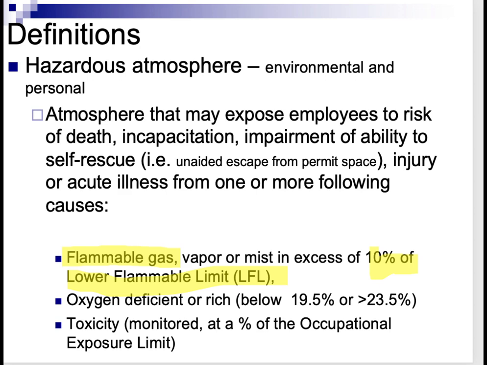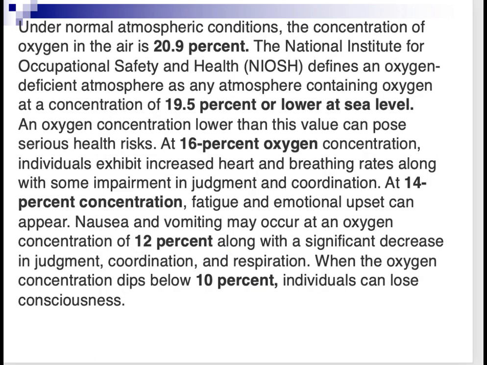Then we also monitor for oxygen, and that would be an oxygen deficient atmosphere, which is below 19%, or an oxygen enriched atmosphere, which is greater than 23%. And then we monitor for some type of toxicity. And this is usually monitored at some percent of the occupational exposure limit. Hydrogen sulfide and carbon monoxide and carbon dioxide are really common gases that you monitor when people are in confined space environments.